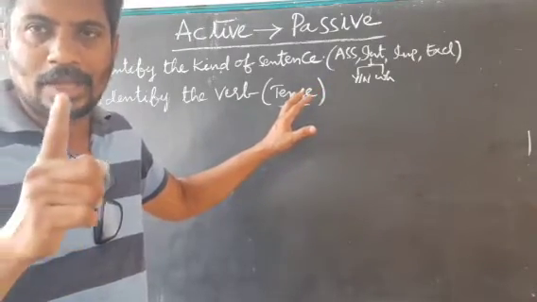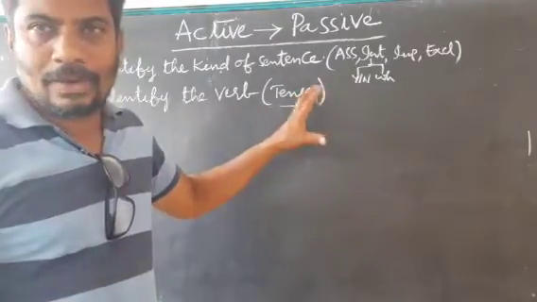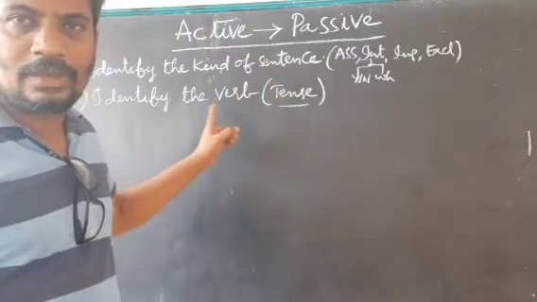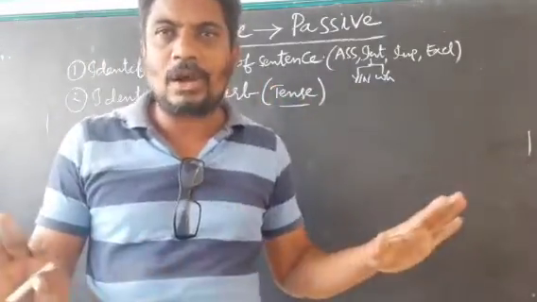You will be able to identify the tense when you take a look at the verb, when you are able to identify the verb form in the given sentence. Okay, when you identify the verb, you can tell the tense of the sentence. As I already told you, not every tense has got a passive form.